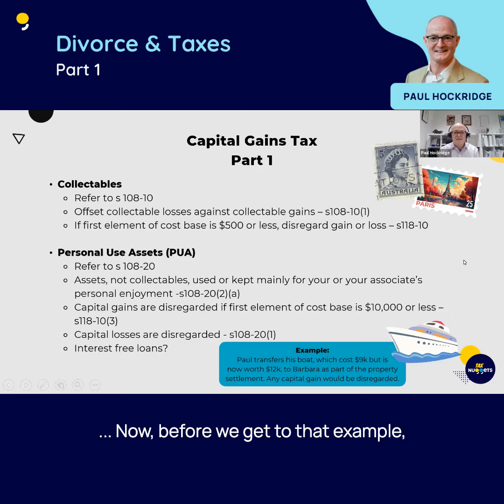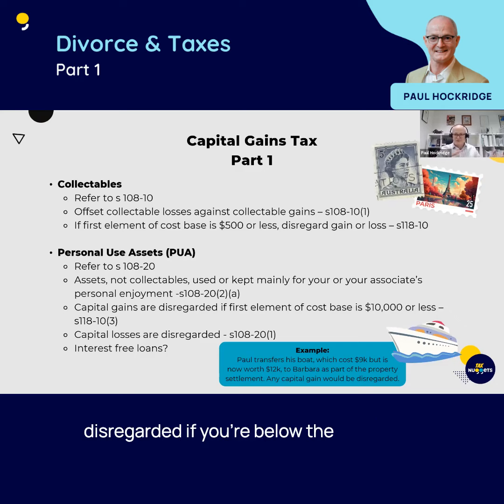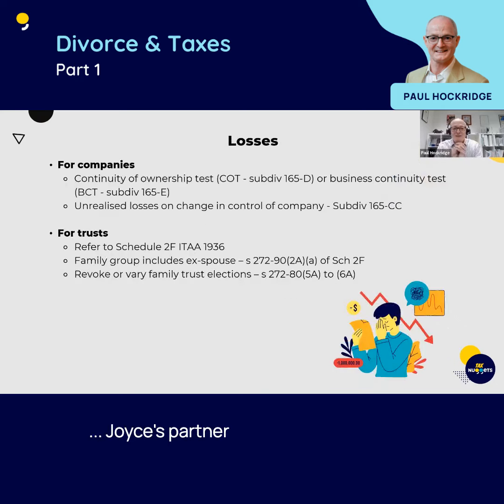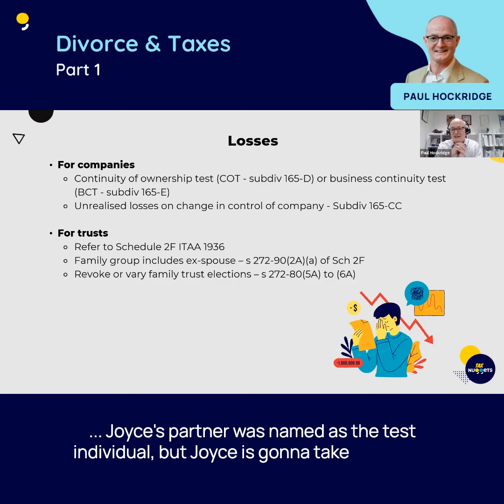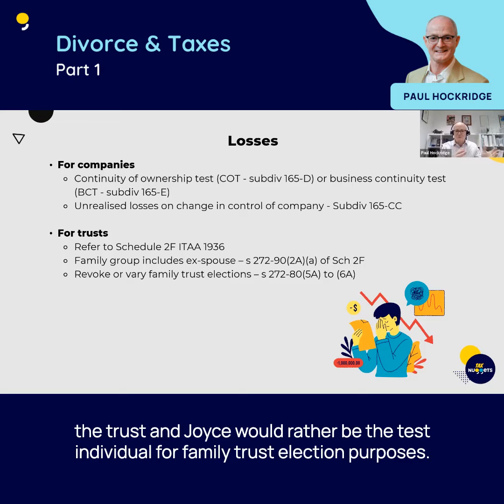Now, before we get to that example, capital gains are disregarded if the first element of the cost is $10,000 or less. So remember that example, but capital losses are disregarded. So if you go to the top of the slide, you'll see that capital gains and losses are disregarded if you're below the threshold. Joyce's partner was named as the test individual, but Joyce is going to take control of the trust, and Joyce would rather be the test individual for family trust election purposes.